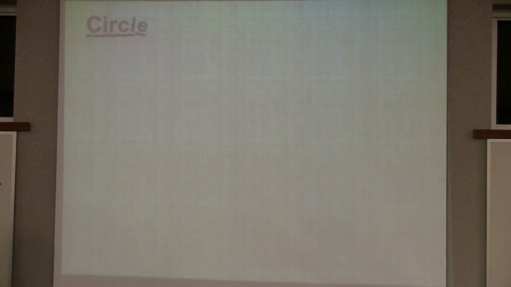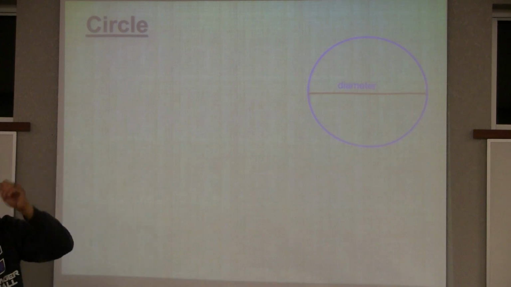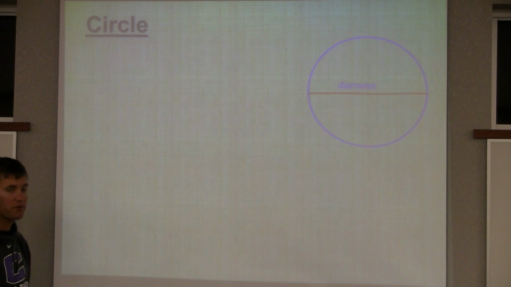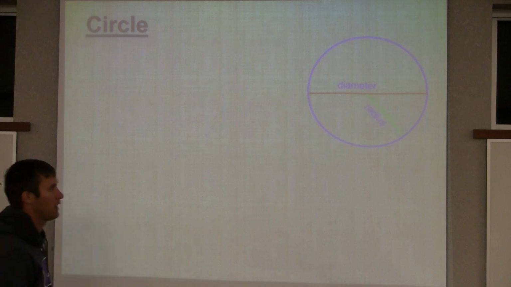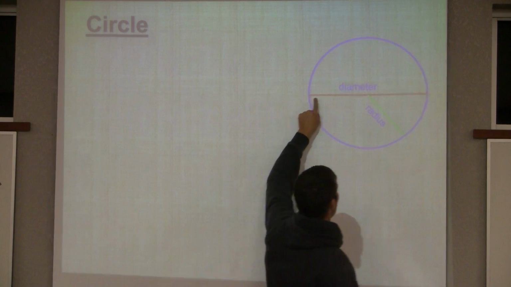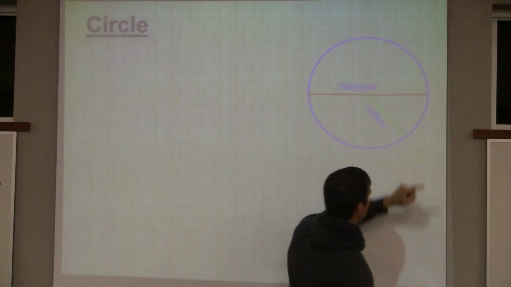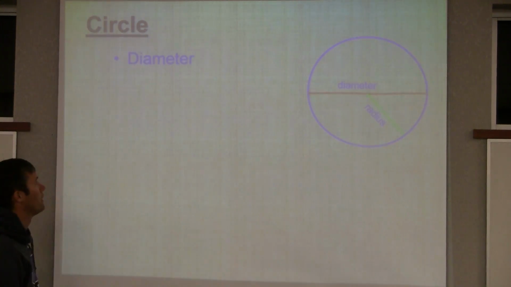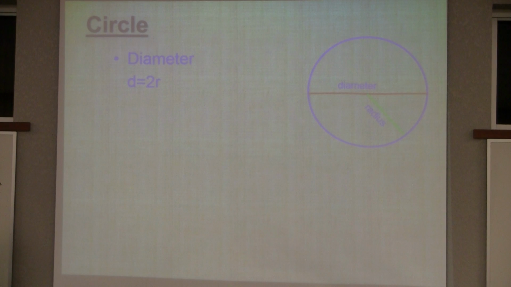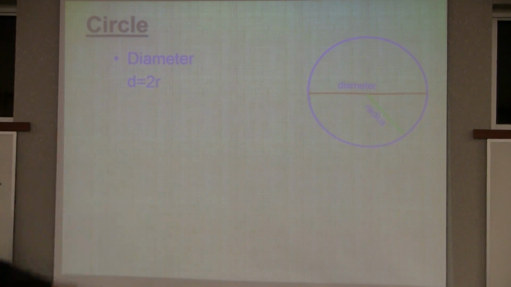And then circle. For a circle, we call the distance around the outside the circumference. To find the circumference, it's 2 times pi times your radius. Diameter goes all the way across the circle. The radius goes from the center to the side. The diameter has to go through the center as well. To find the diameter, it's 2 times your radius.